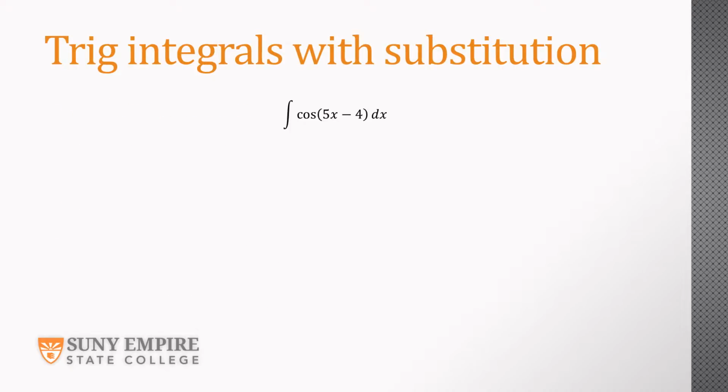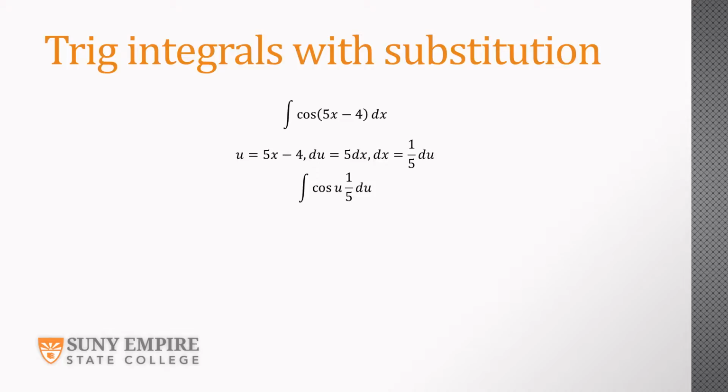Suppose we want to find the integral with respect to x of the cosine of the quantity 5x minus 4. As we saw in the previous resource, we can consider a substitution. We consider u equal to 5x minus 4. Then the derivative of u will be 5 multiplied by the derivative of x. Solving, we have dx equal to 1/5 the derivative of u.